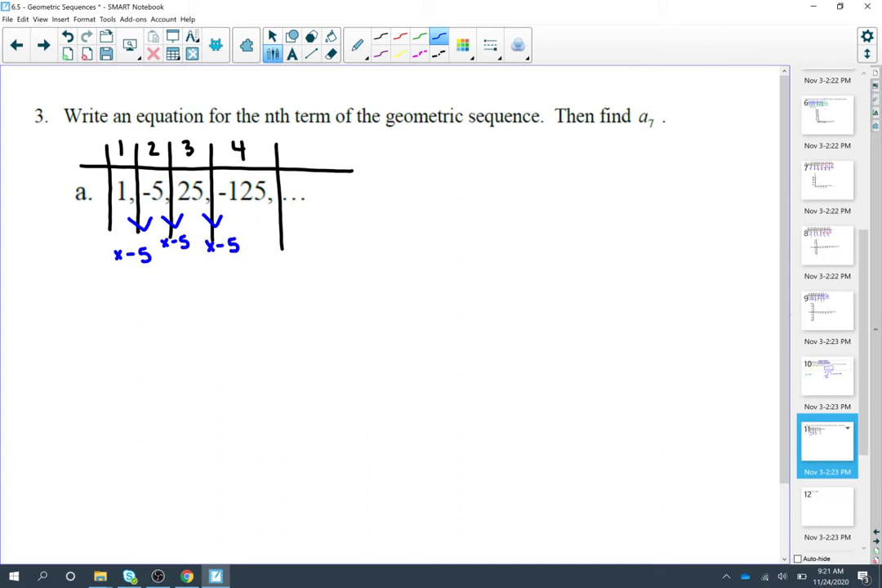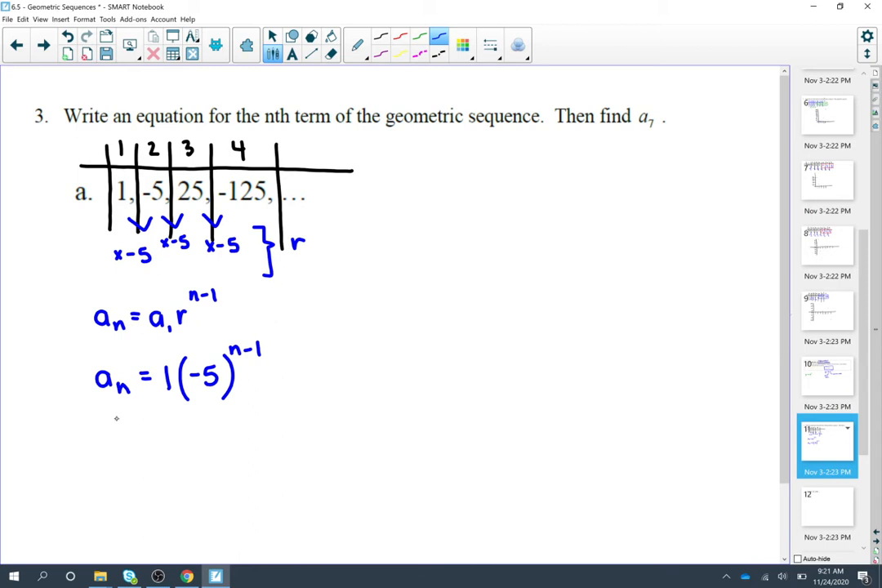So first of all, this is r, which is our common ratio, multiply by negative 5, multiply by negative 5, multiply by negative 5. So we've got a sub n equals a sub 1 times r to the power of n minus 1. A sub n is your variable. It's just like saying y equals. A sub 1 is the first term of the pattern. Well, the first term of the pattern is 1. Times, always use parentheses here, okay? R is your common ratio. We're multiplying by negative 5 to the power of n minus 1.